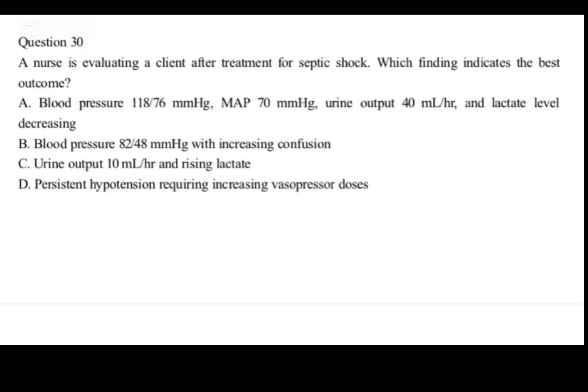Question 30. A nurse is evaluating a client after treatment for septic shock. Which finding indicates the best outcome? A. Blood pressure 118/76 mmHg, MAP 70 mmHg, urine output 40 mL per hour, and lactate level decreasing. B. Blood pressure 82/48 mmHg with increasing confusion. C. Urine output 10 mL per hour and rising lactate. D. Persistent hypotension requiring increasing vasopressor doses.